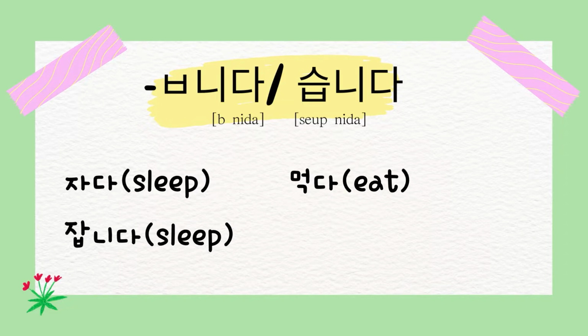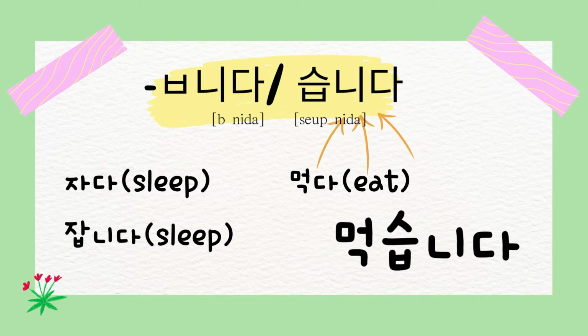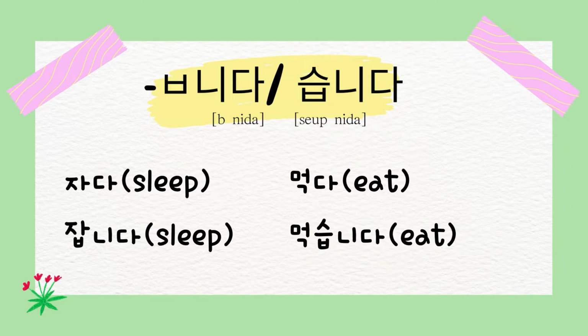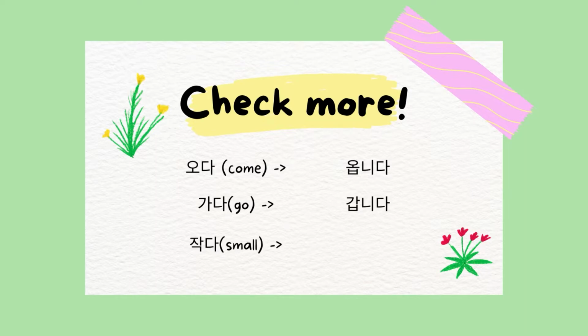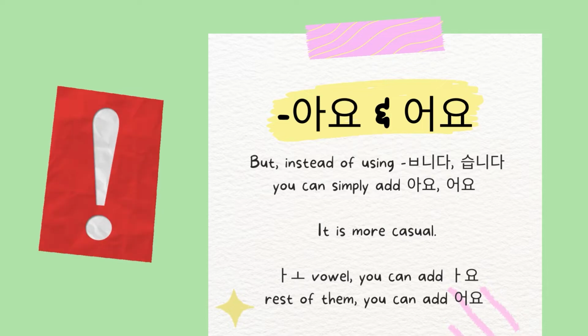먹다. As you can see, there is a bottom consonant. Then you can just add 습니다, 먹습니다. Check more. 오다, 옵니다. 가다, 갑니다. 작다, 작습니다.